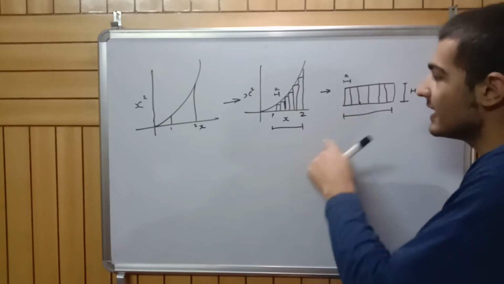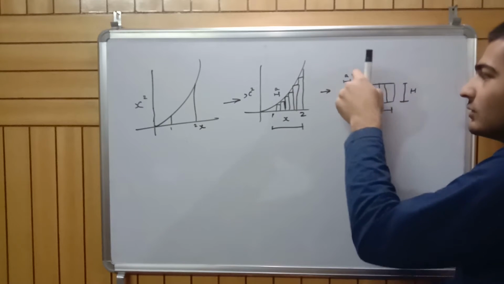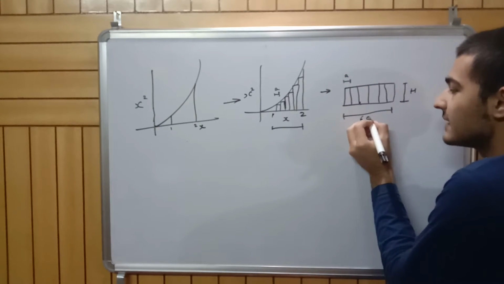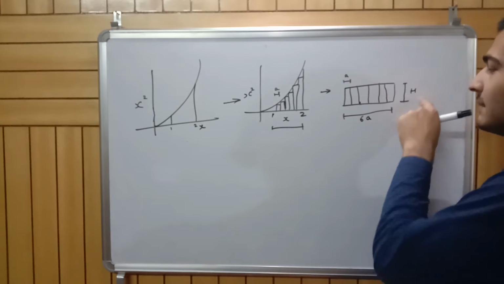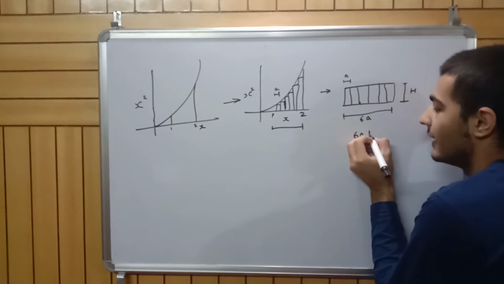Okay, so what is the area of this figure first? We have 6 rectangles, so this whole length will be 6 times a. If you multiply this by this, we get the area of this whole rectangle, which is 6ah.